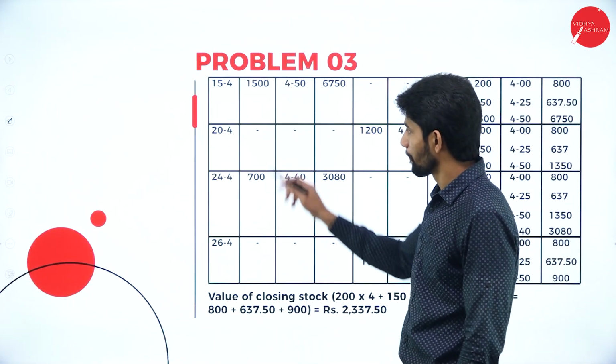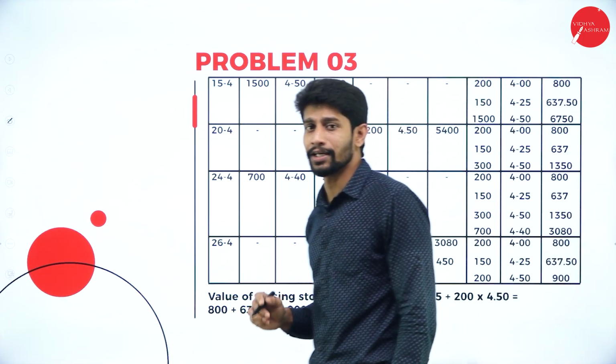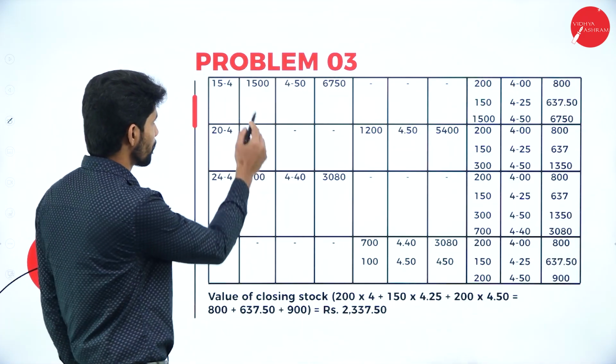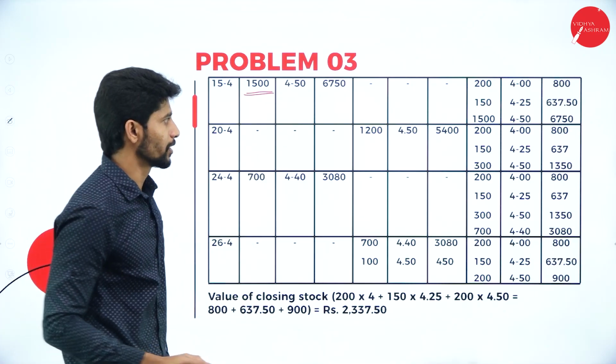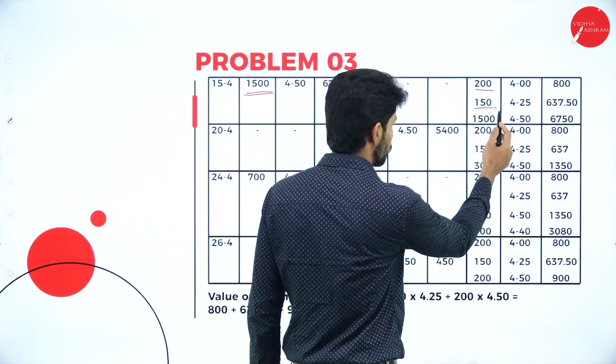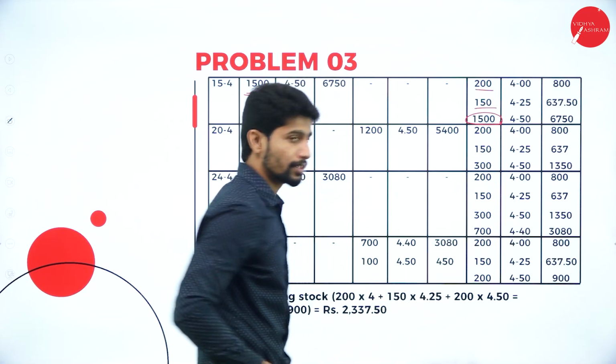Okay. Next, on 15th April. So what is the entry for 15th April? On 15th April they purchased 1500 units. So now write 200, 150 and the recently purchased 1500 units.